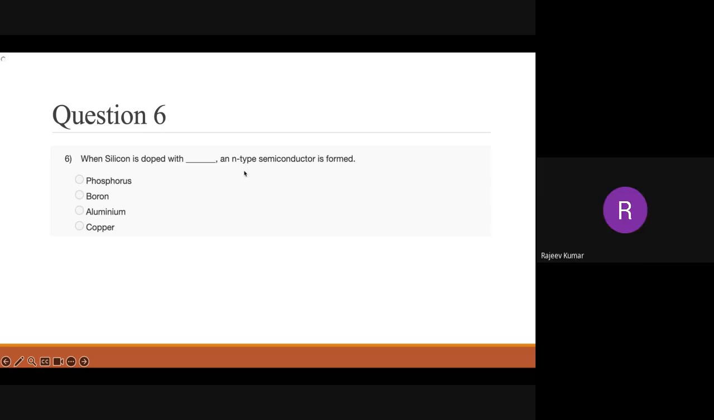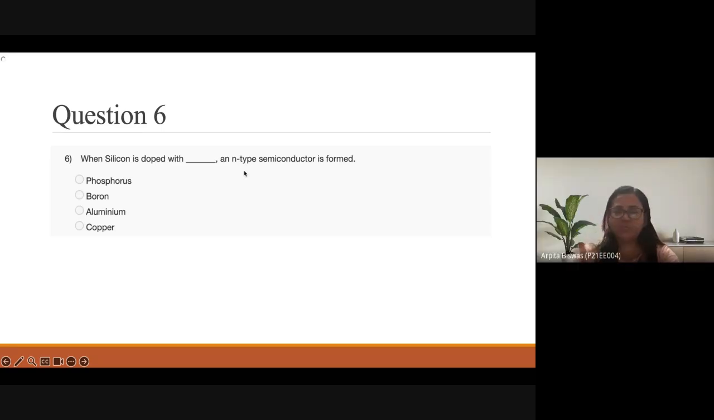Ma'am, because it increases the pentavalent property. Any of you, one of these, what is the reason? Why is phosphorus the right option? When silicon is doped with phosphorus, an N type semiconductor is formed. Okay, so what is the reason behind it? When does silicon behave like N type, and when does it behave like P type? Can anyone explain this a little?